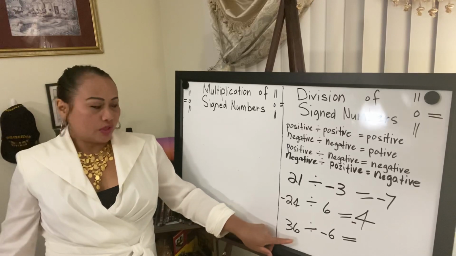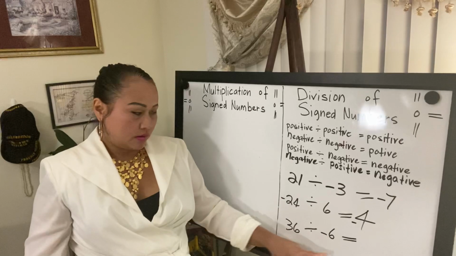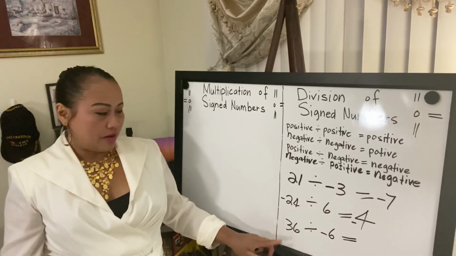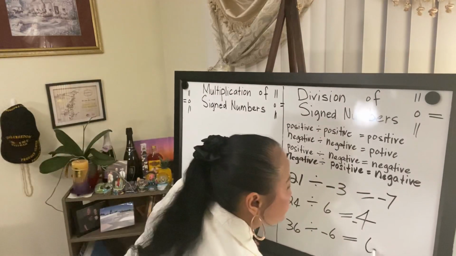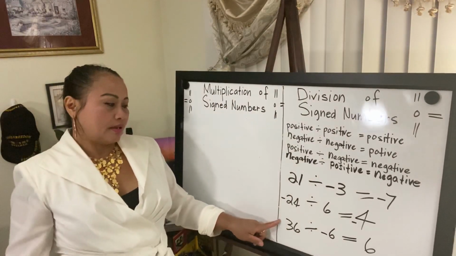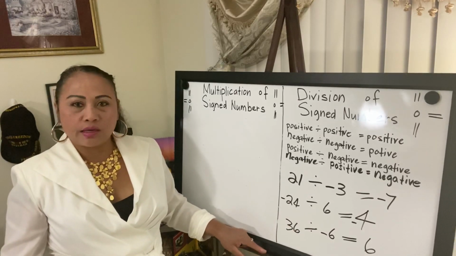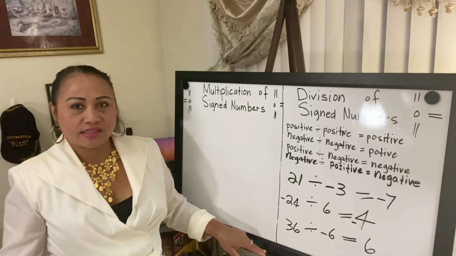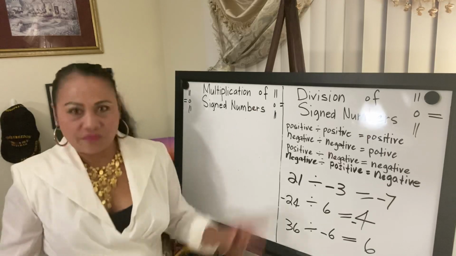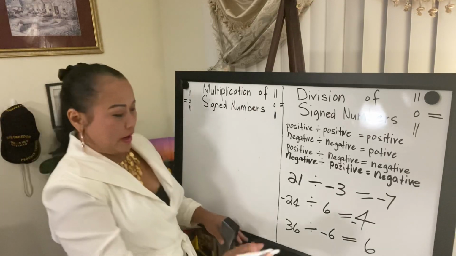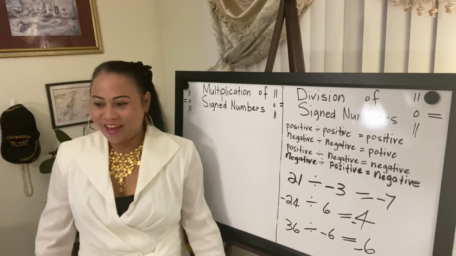Next, positive 36 divided by negative 6. Okay. Let's divide the number first. 36 by 6 equals 6. Now look at the sign. Positive, negative. It's always negative if it is unlike signs or if the signs are not the same. Unlike means different, you know. The answer is negative. Did you understand?